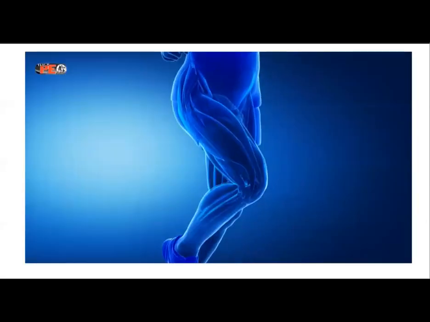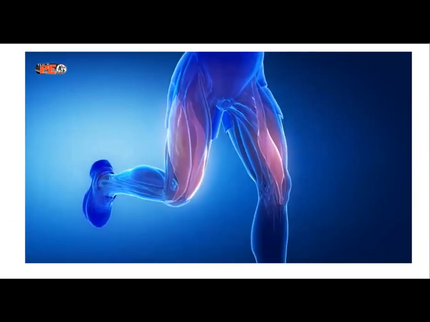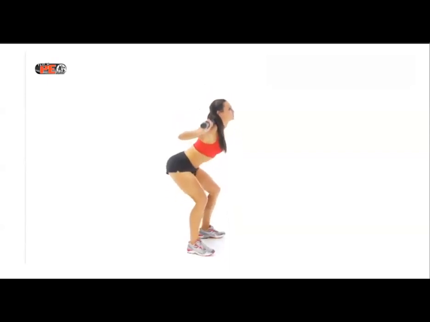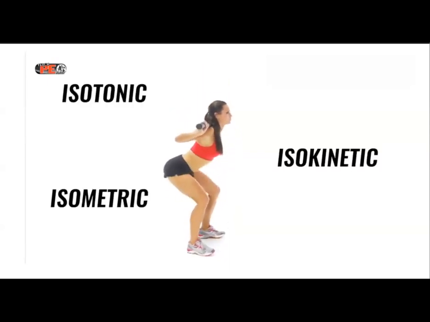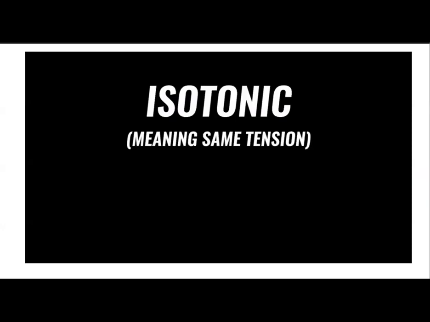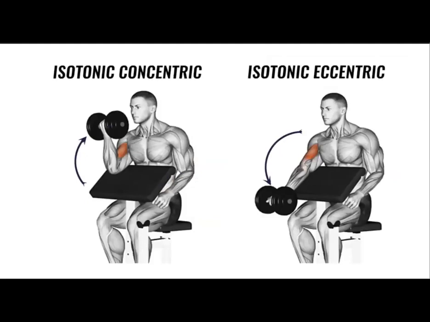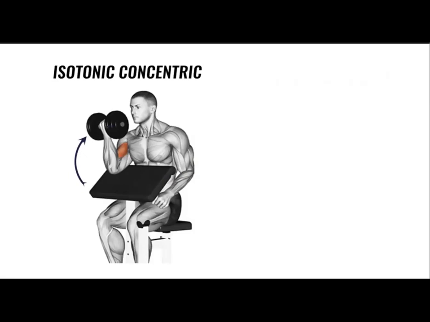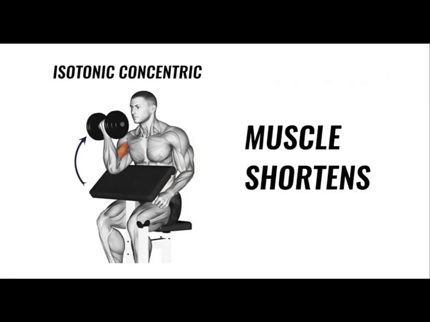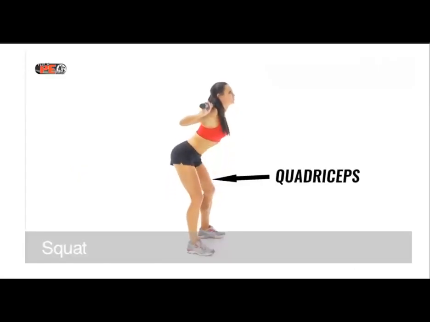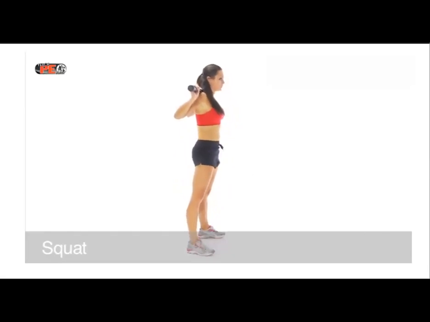In order to produce movement, our muscles contract and must either shorten, lengthen, or remain the same length. Muscle contractions can be divided into 3 categories: isotonic, isometric, and isokinetic. Isotonic contractions occur when a muscle changes length whilst contracting. There are 2 types of isotonic contractions: isotonic concentric and isotonic eccentric. Isotonic concentric contractions occur when a muscle shortens under tension. An example of this would be during the upwards phase of the squat. The quadriceps muscle group, working as the agonist, contract and shorten under tension, causing extension at the knee.